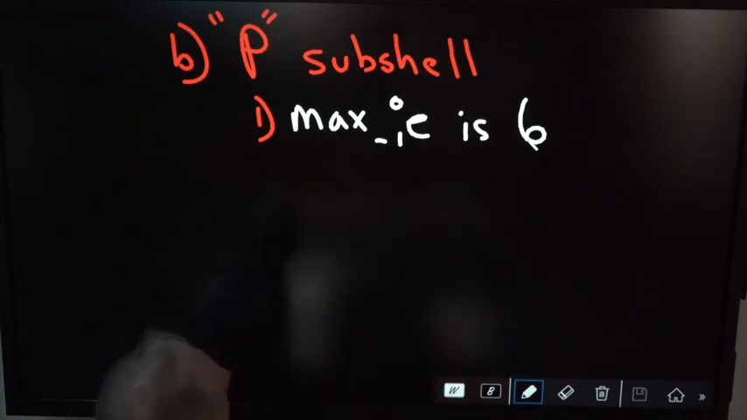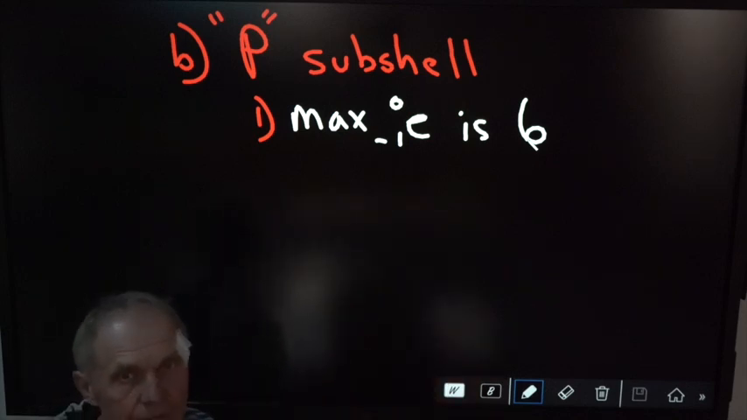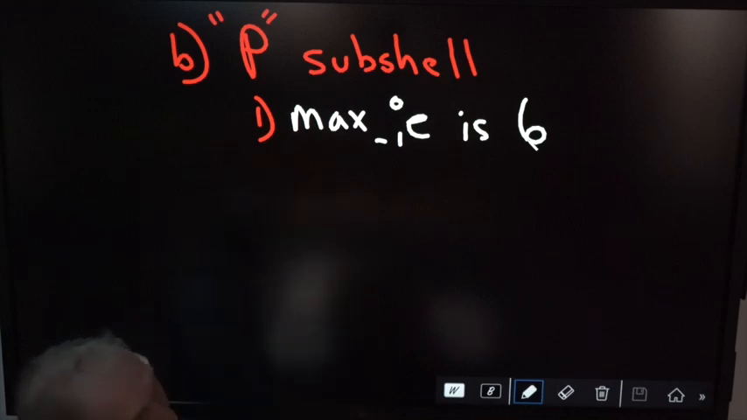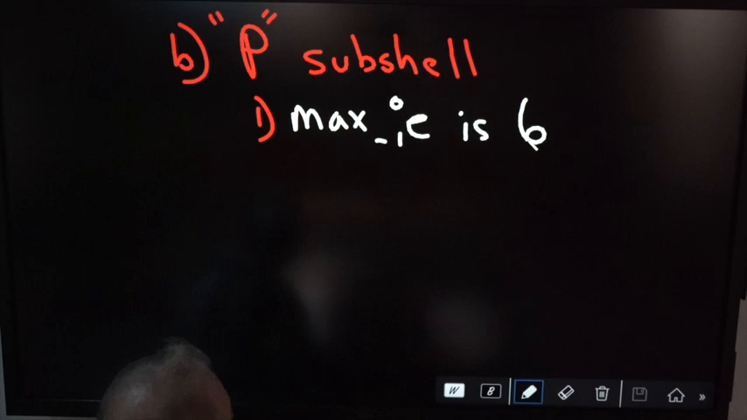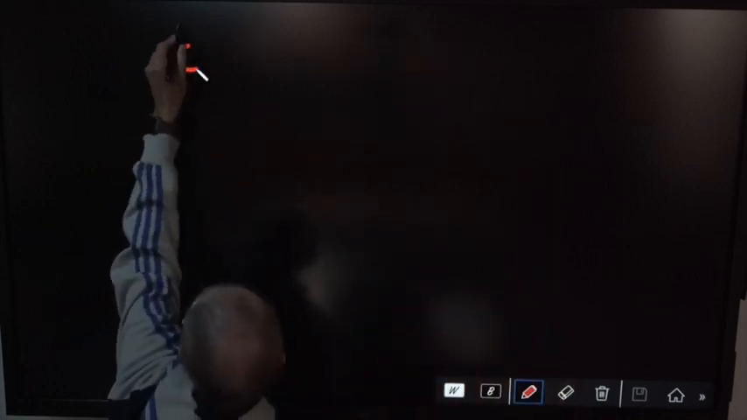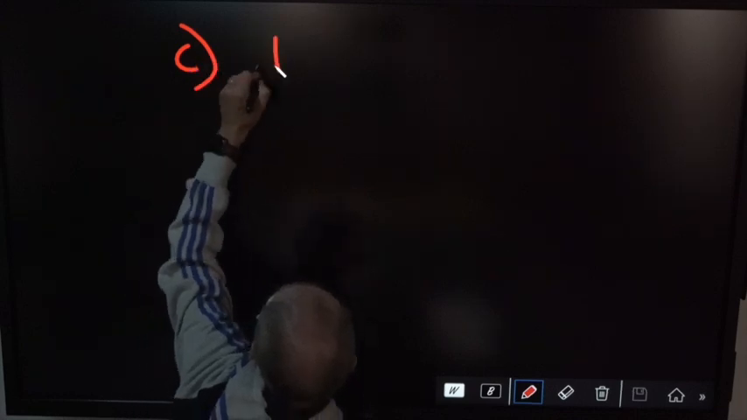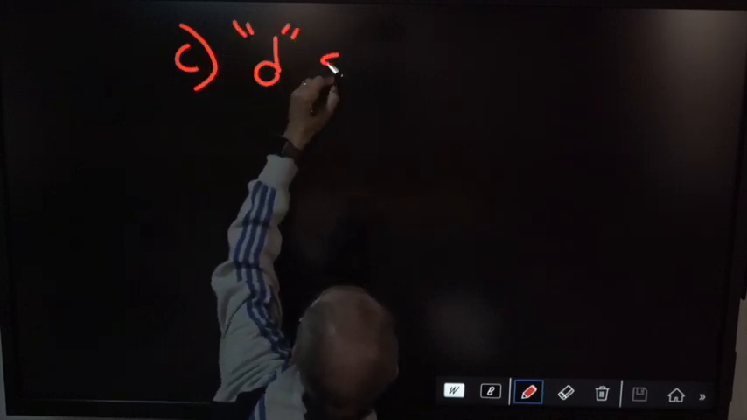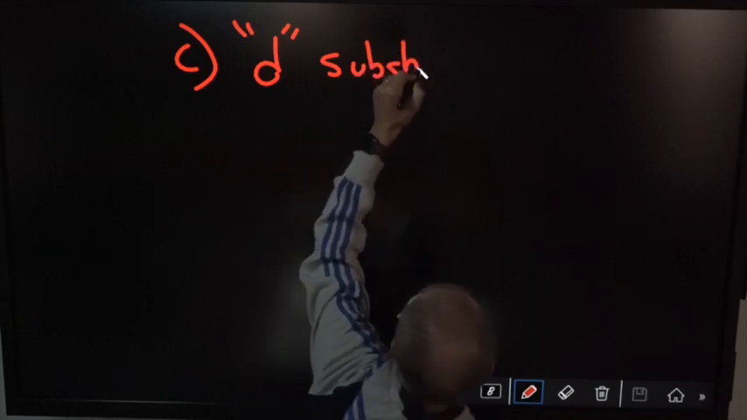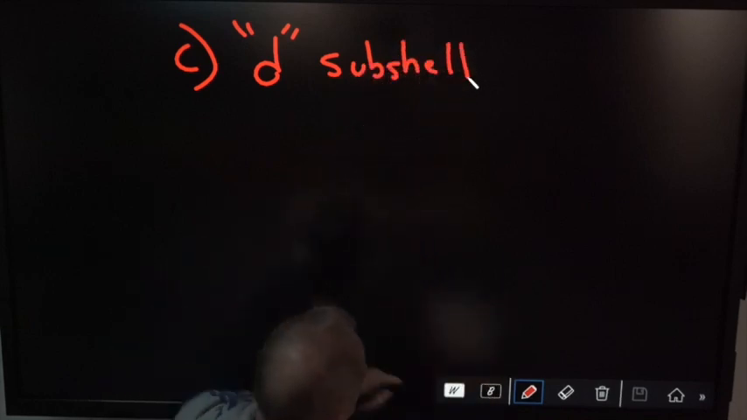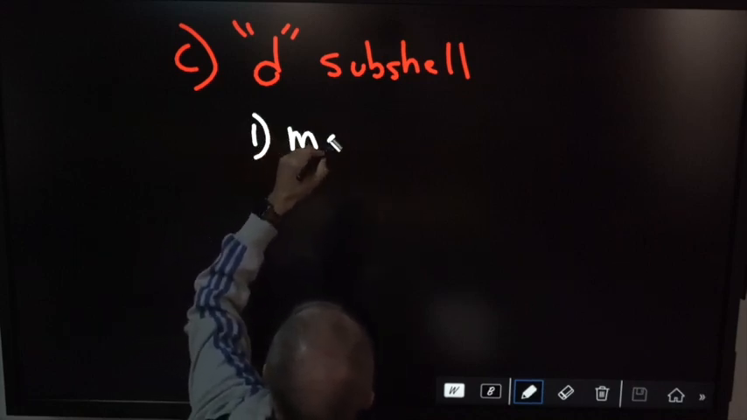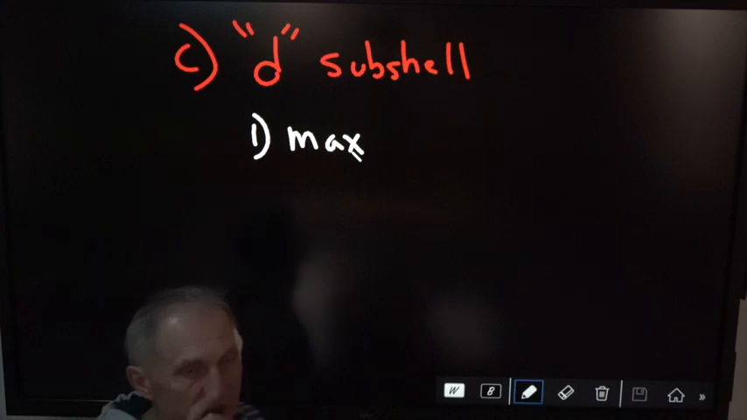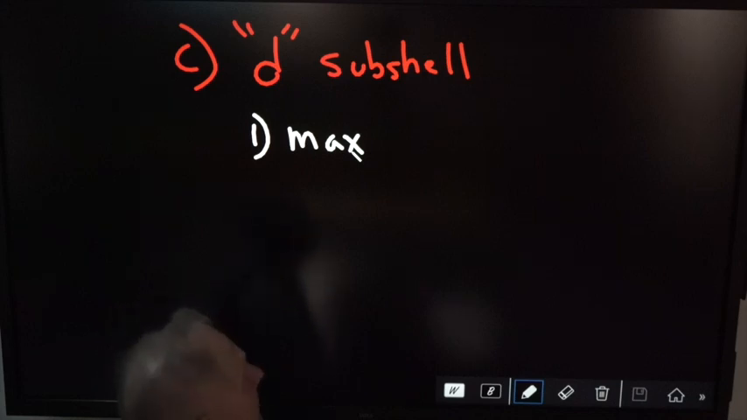So the maximum number of electrons in the P is 6. Okay? All right, that's the P subshell. So we've gone over S subshell, P subshell. Now, for letter D, this is called the D subshell. And the D subshell can hold a max of 10 electrons.